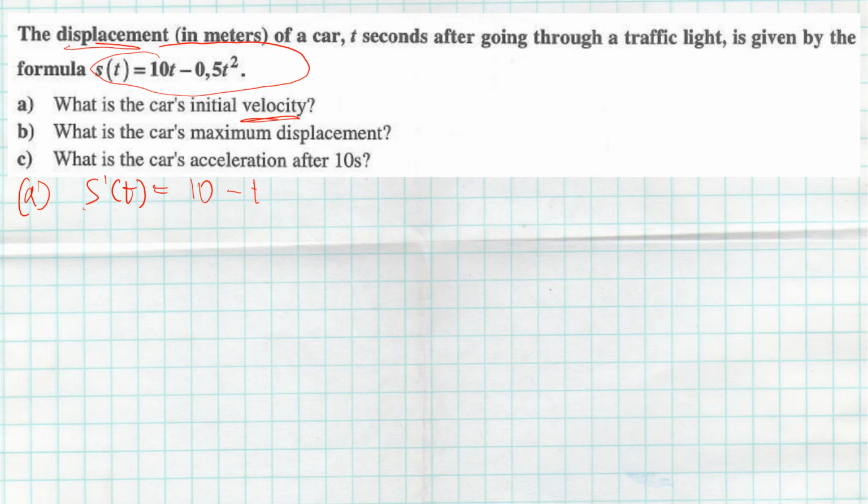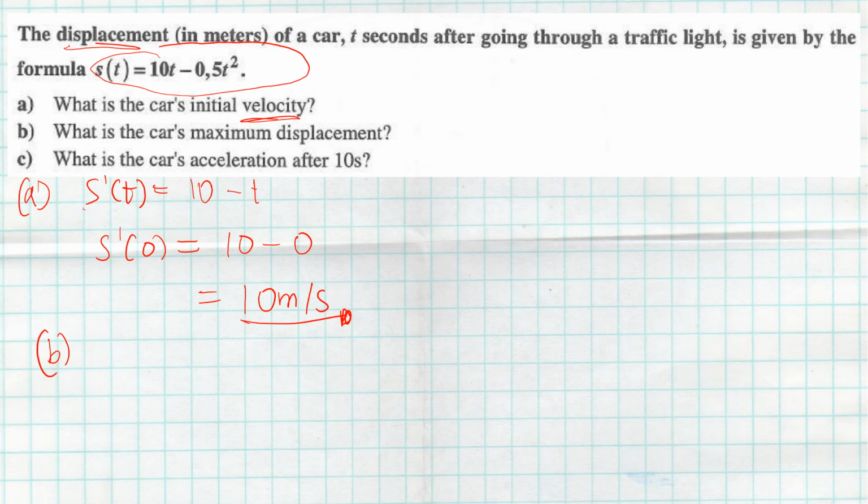The initial speed is obviously when t is equal to 0. So it would be 10 minus 0, which is 10 meters per second. So that is our initial speed. Let's go to B. B wants you to get the car's maximum displacement.